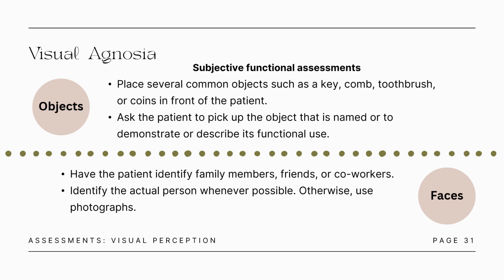Visual agnosia can also present just with faces. So have your patient tell you who's in the room with them. You can use photographs of children or grandchildren, coworkers, friends who aren't present, but it's always best to use the real objects and real people.